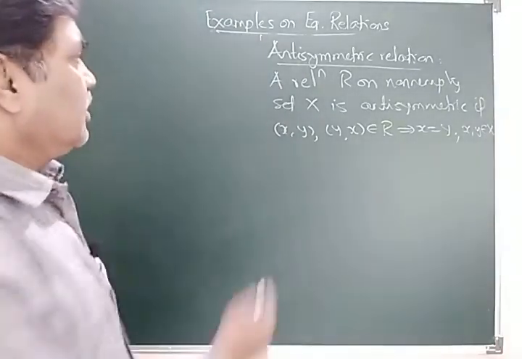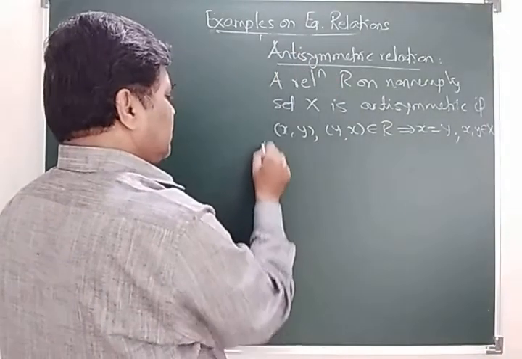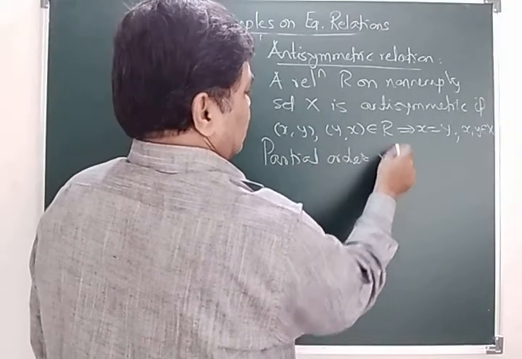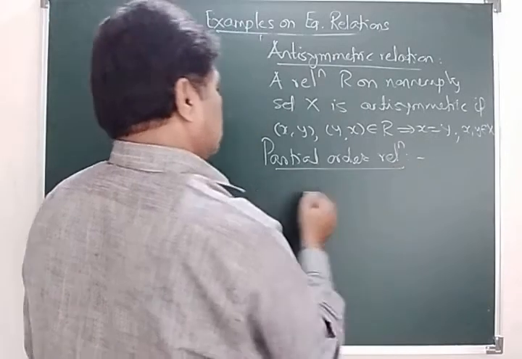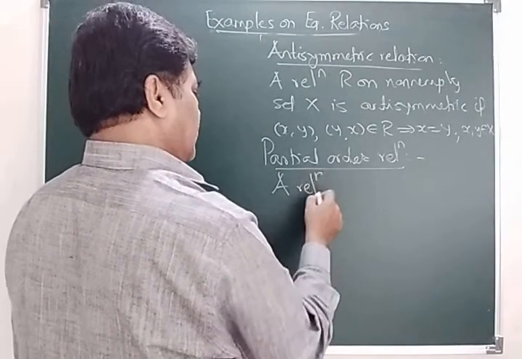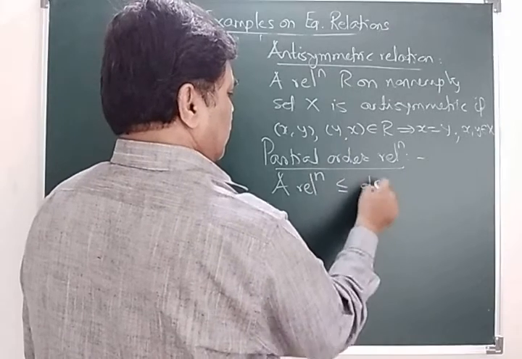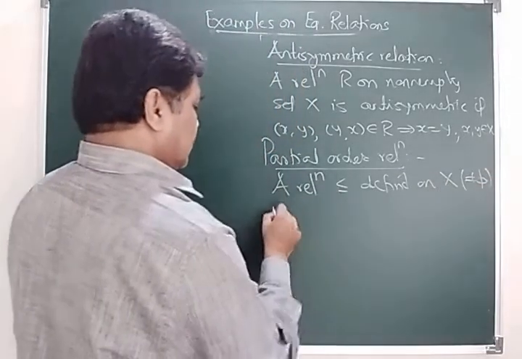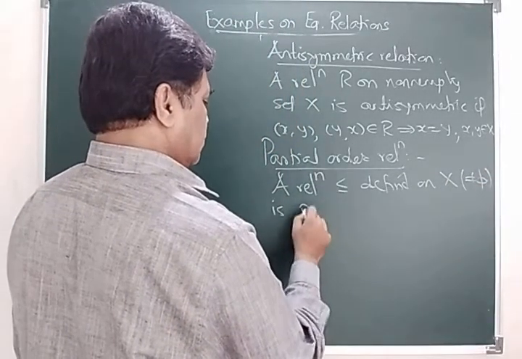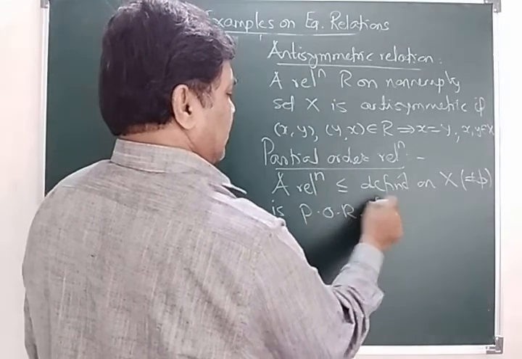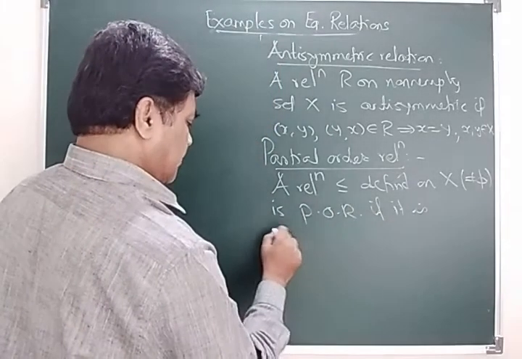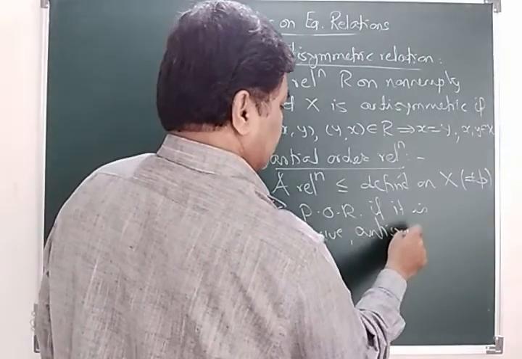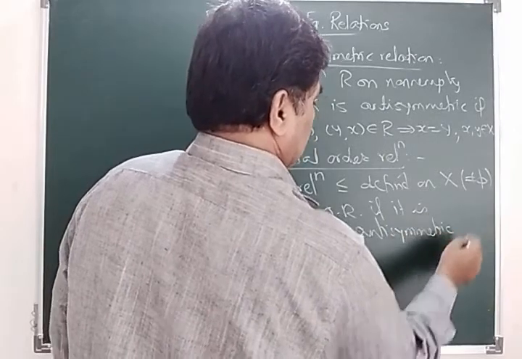Depending on this antisymmetric relation, there is the concept of partial order relation. A relation, which I'll denote by the less equal symbol, defined on a non-empty set X is a partial order relation if it is reflexive, antisymmetric and transitive.